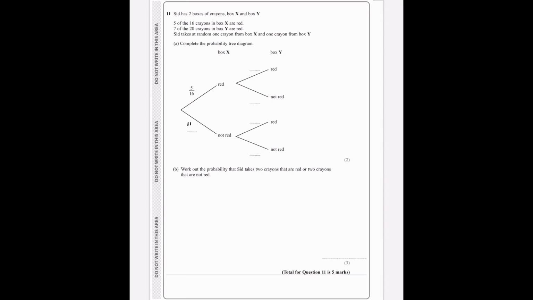Question 11, the probability question. It's going to be 11/16 for not red, and then from box Y we've got 7/20 and 13/20 for both of those.